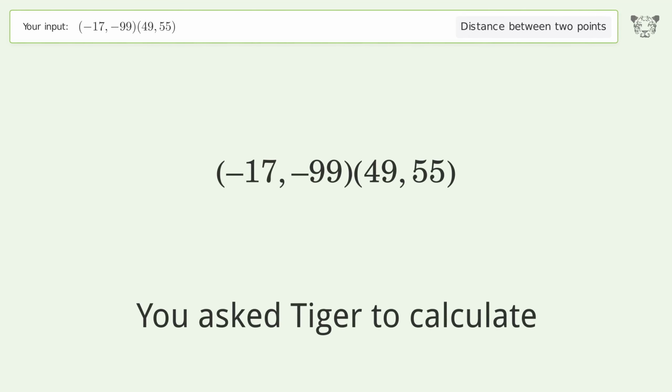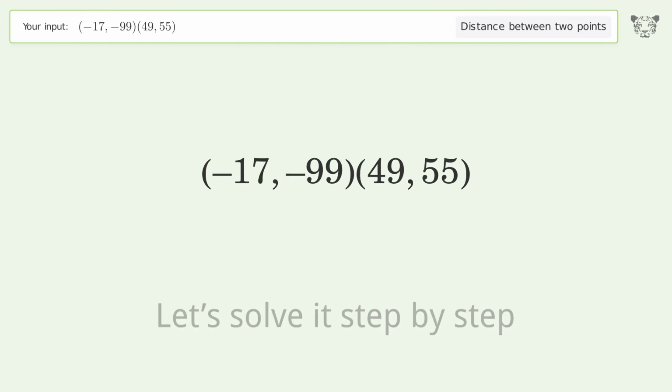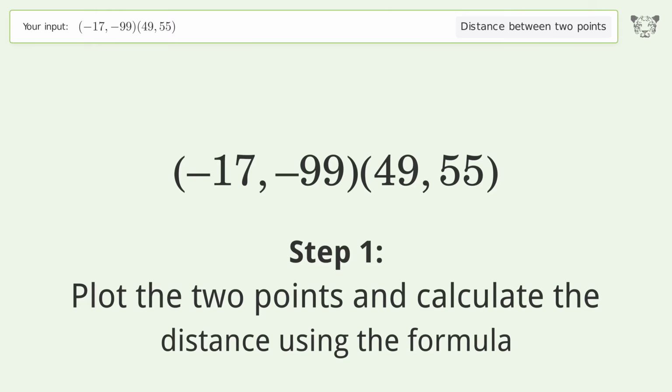You ask Tiger to calculate. This deals with the distance between 2 points. The distance between the 2 points is the square root of 28,072 or 167.547. Let's solve it step by step. Plot the 2 points and calculate the distance using the formula.